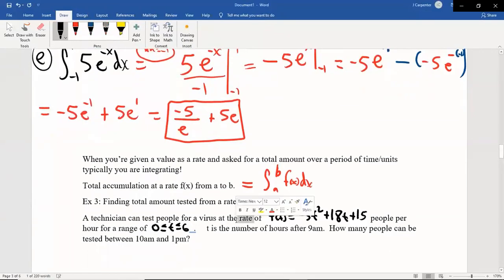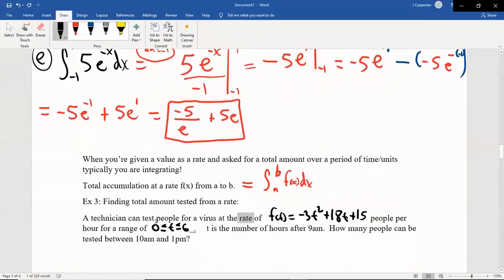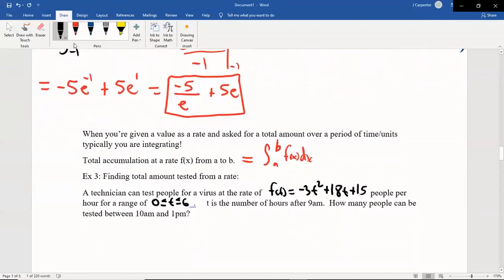The word rate gives me a clue that we're supposed to be integrating. To find a total accumulation of something, you integrate the rate between the endpoints. So we're integrating from 10 a.m. to 1 p.m. Well, what are those t values?